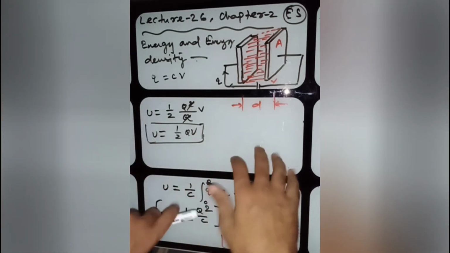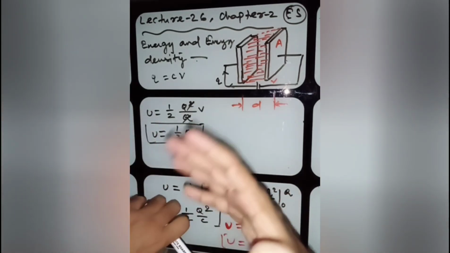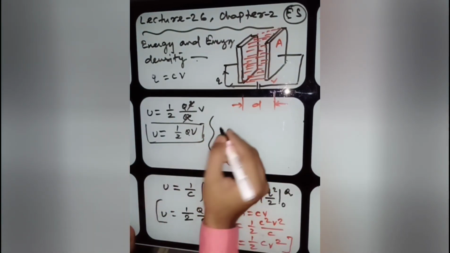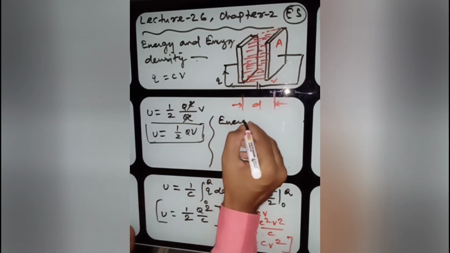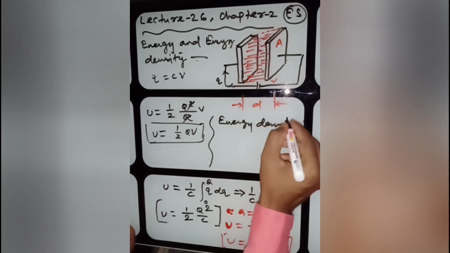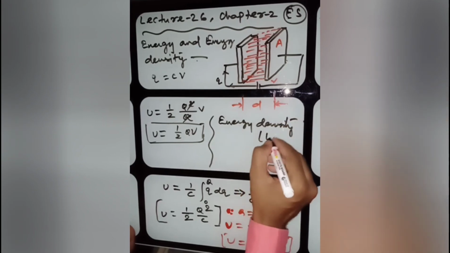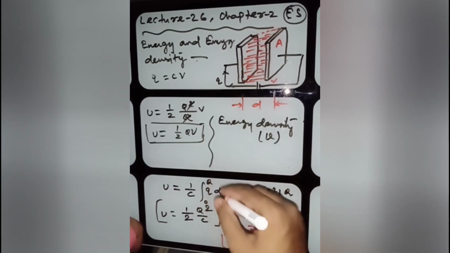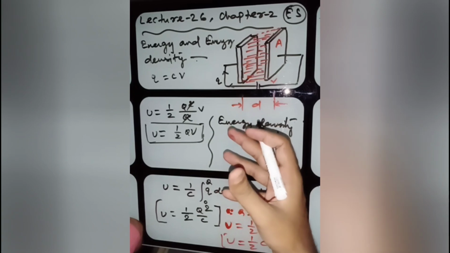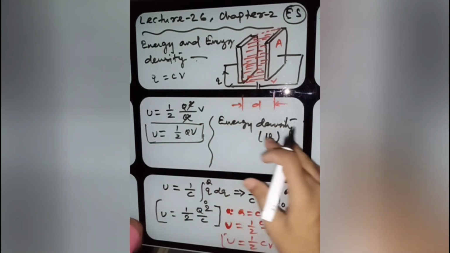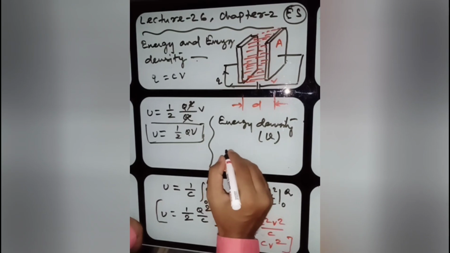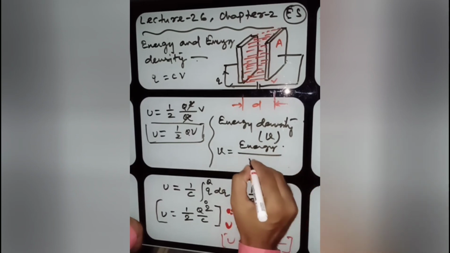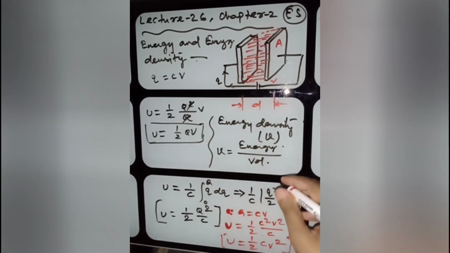Now my dear student, we are going to study the energy density. We will represent this energy density by small u, while the energy is U. As we know that mass density is mass per unit volume, energy density will be defined as the energy per unit volume of the capacitor.